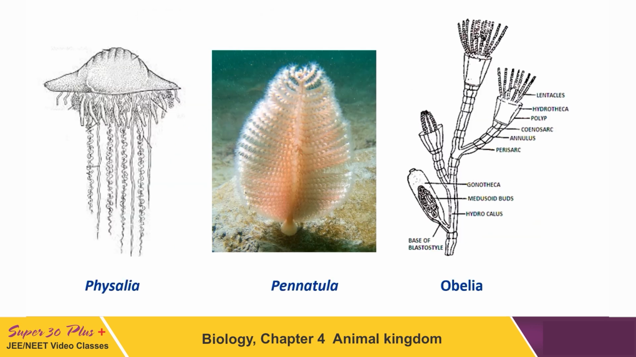Some more examples we have. This is Physalia. I told you. What is there in Physalia? Can you remember? This is a body which is floating on the surface of water. Is it? And it looks like a cap of a warrior. That's why this is known as Portuguese man of war. These are the tentacles. What is this? This is Pennatula, and this is Obelia. Obelia, I told you, has alternation of generation. It has both forms, medusa as well as polyp.